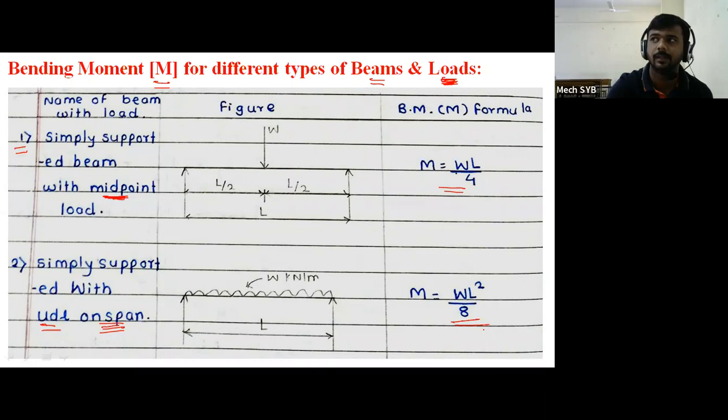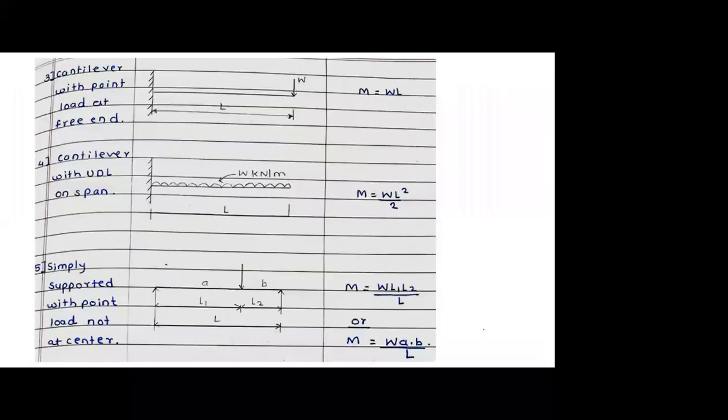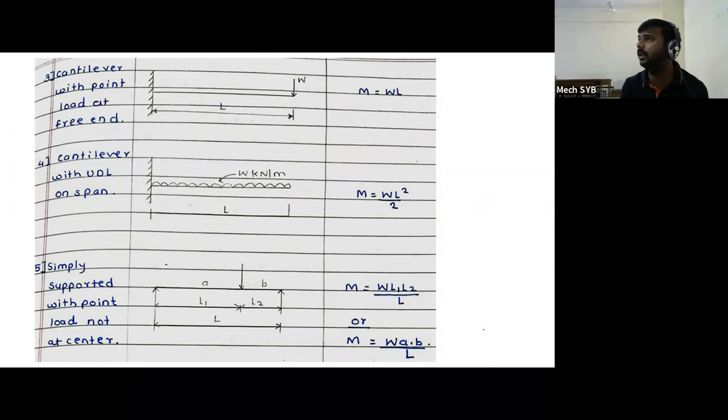Okay, next, cantilever with point load at free end. Draw the figure. Cantilever with point load at free end, where the cantilever is fixed at one end and at the free end W load is applied, and there's a formula. M is equal to W into L. Then case number 4, cantilever with UDL on entire span. Their formula will be WL square divided by 2.